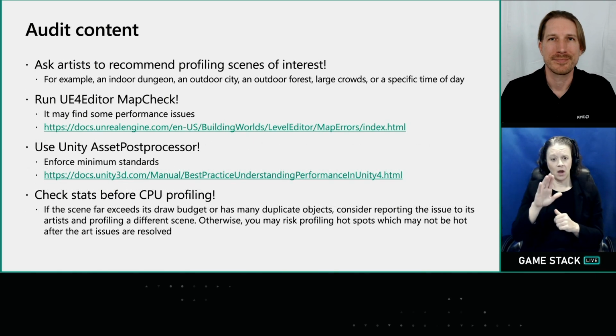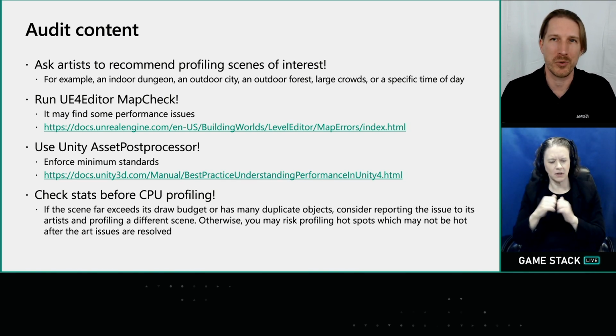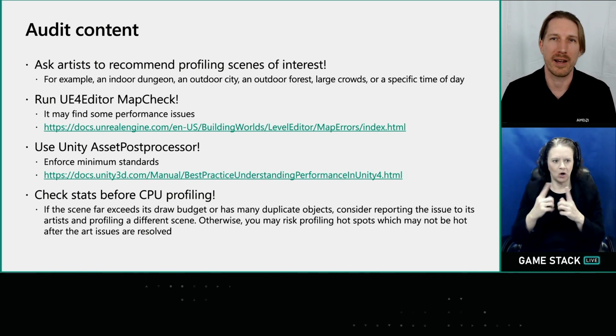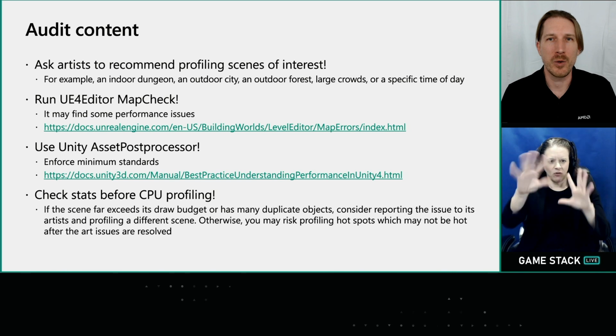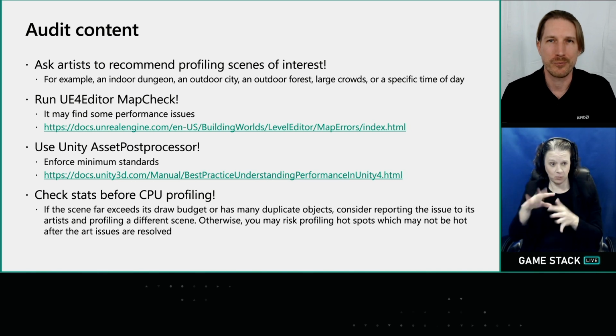Audit content. Ask artists to recommend scenes of interest for profiling. For example, an indoor dungeon with heavy occlusion, an outdoor city, an outdoor forest with alpha transparency, large crowds, or a specific time of day. UE4 developers may find some performance issues simply by running map check, especially for issues related to actor shadows. Unity developers may enforce minimum standards using the asset post processor.